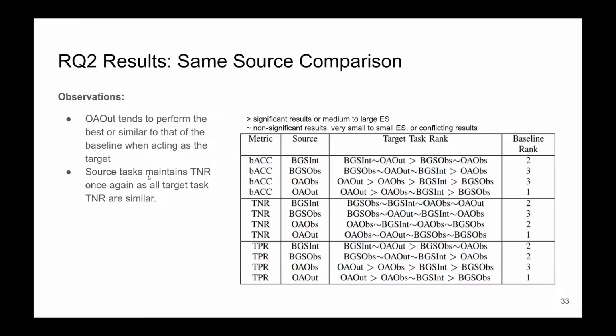Interestingly enough, we can also see that the source task TNR is maintained, as we can see here. For each different source task, all the different target task TNRs are all relatively tied. And so that's another interesting takeaway here.